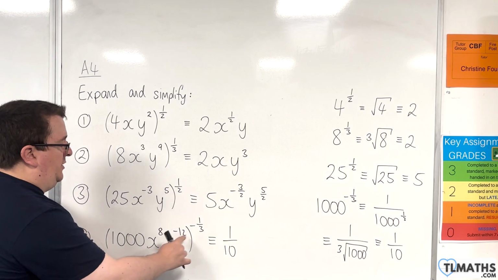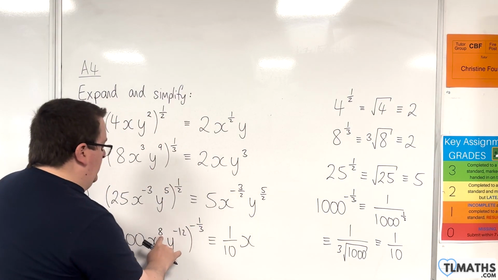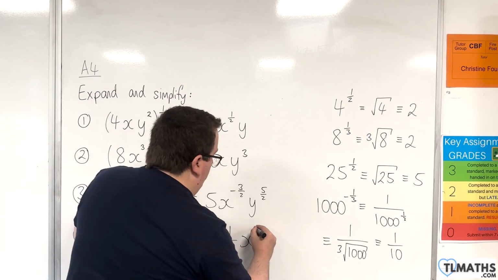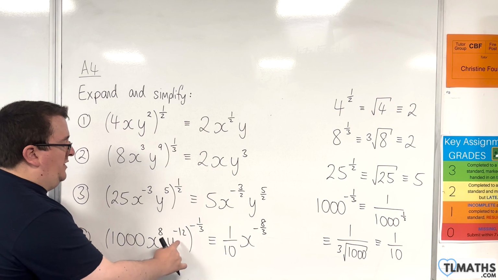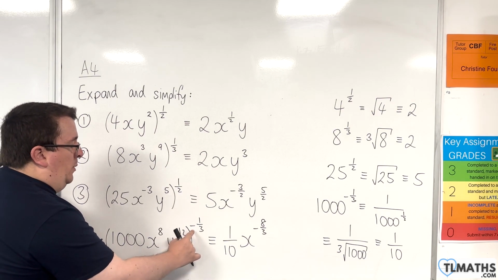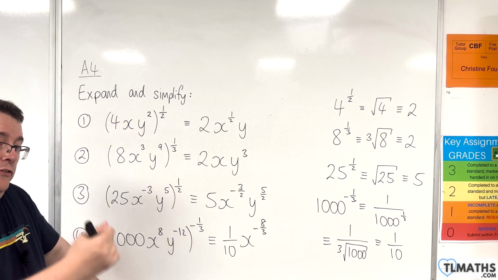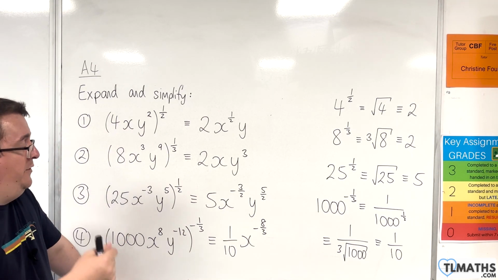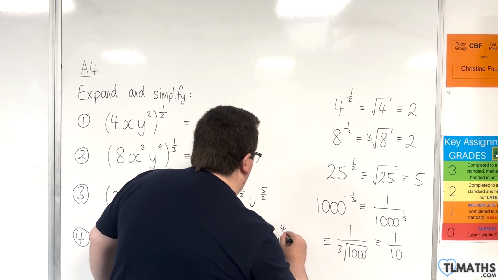Then x to the 8 to the power of minus 1/3. 8 times minus 1/3 is minus 8/3. Then we have y to the minus 12 to the power of minus 1/3. Minus 12 times minus 1/3 will be plus, or positive, 12/3. 12 divided by 3 is 4. So actually we'll have y to the 4.